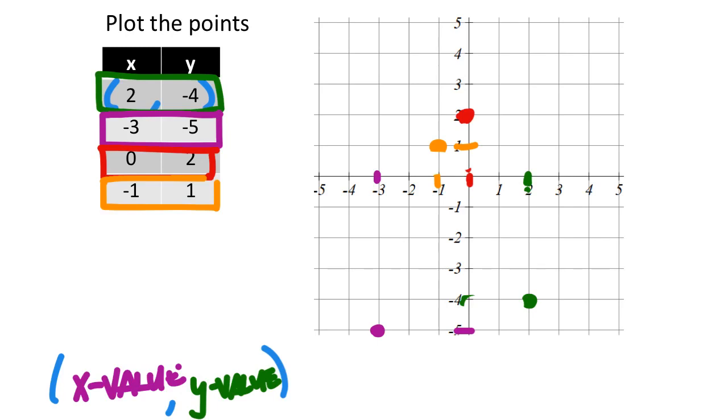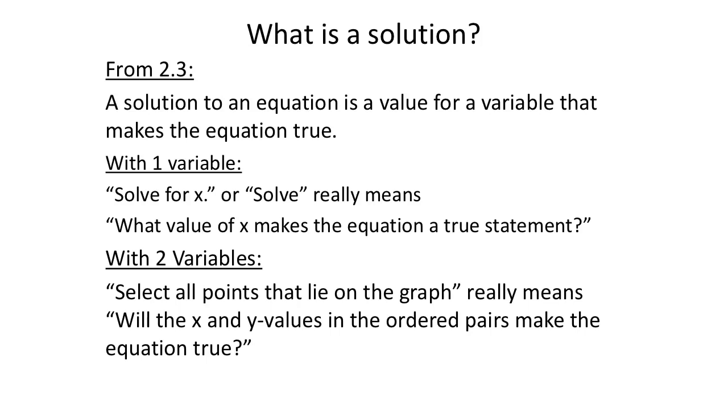Now on the homework, you're just going to be clicking these in. So from Module 2, Section 3, or just 2.3, remember that a solution to an equation is a value for a variable that makes the equation true. So with one variable, when it said solve for x, it really meant, what value of x makes the equation a true statement. With two variables, when it's going to say something like select all points that lie on the graph, which really means what x and y values will make this equation true.